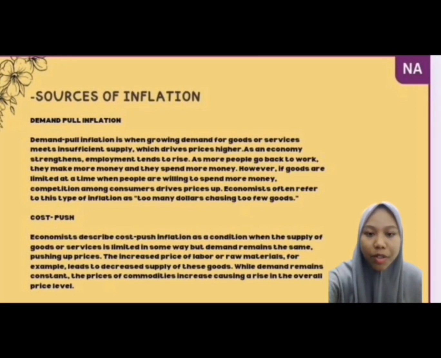Number 2, cost push inflation. Economists describe cost push inflation as a condition when the supply of goods or service is limited in some way but demand remains the same, pushing up prices. The increased price of labor or raw materials, for example, leads to decreased supply of the goods, while demand remains constant. The price of commodities increases, causing a rise in the overall price level.